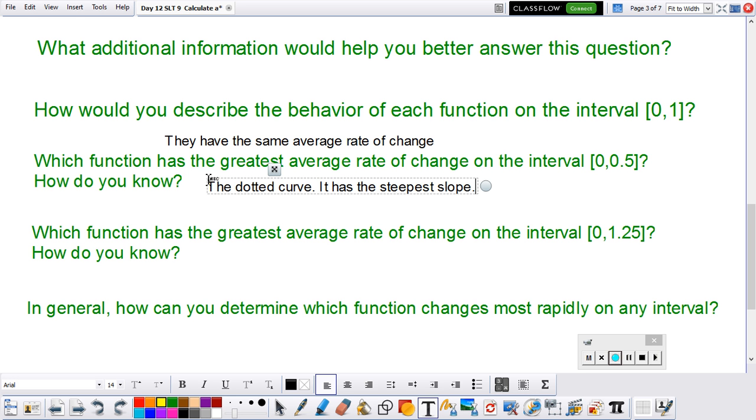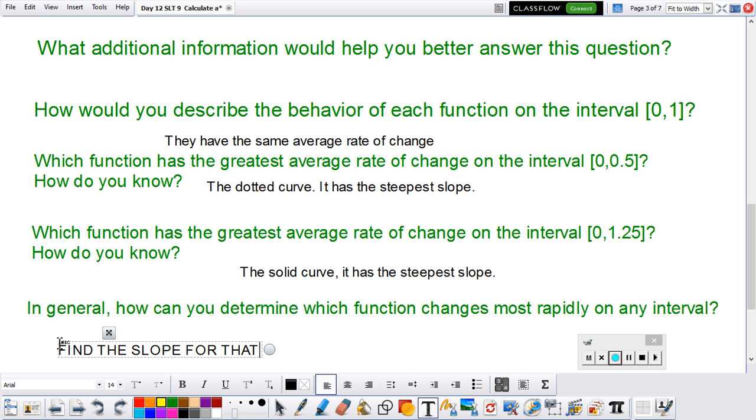Who has the greatest rate of change from 0 to 1.5? For that one, I'm going to definitely say the solid curve, because it has the steepest slope at that point. And I hope you see what the key word is here. In general, how could you determine which function changes most rapidly on any interval? Find the slope for that interval.